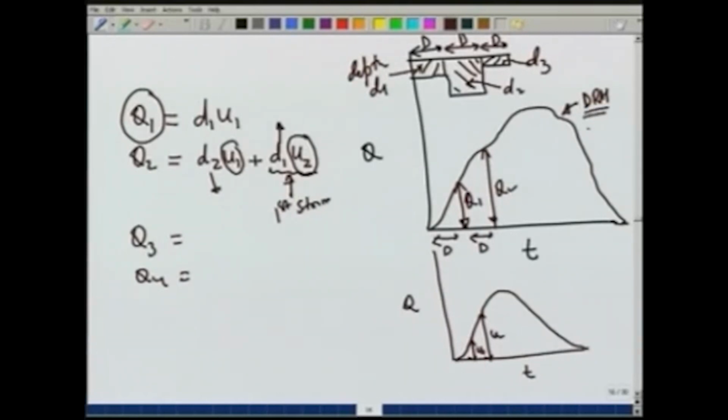So, now the problem is knowing q1, d1, q2, d2 and so on, we have to estimate the values of u1, u2 and u3 and so on. So, the procedure is very simple, that first equation will give us the value of u1 because q1 and d1 is known. Once we know u1, in the second equation we can find out u2 because then u1, d2, d1 and q2 all are known.